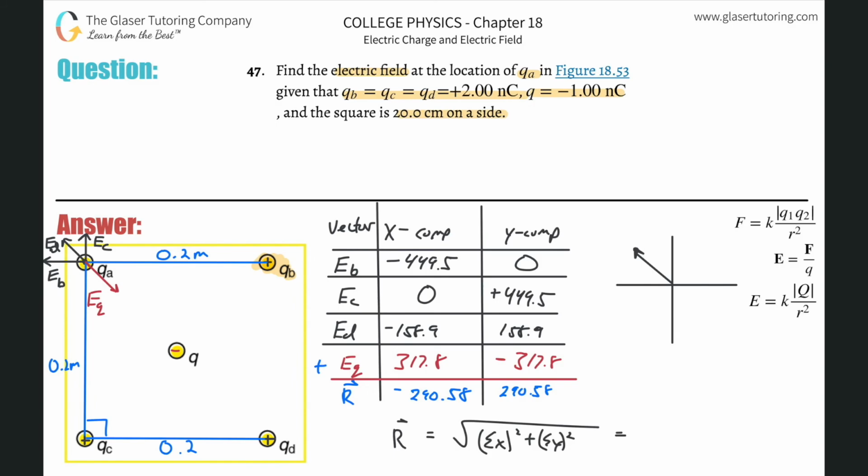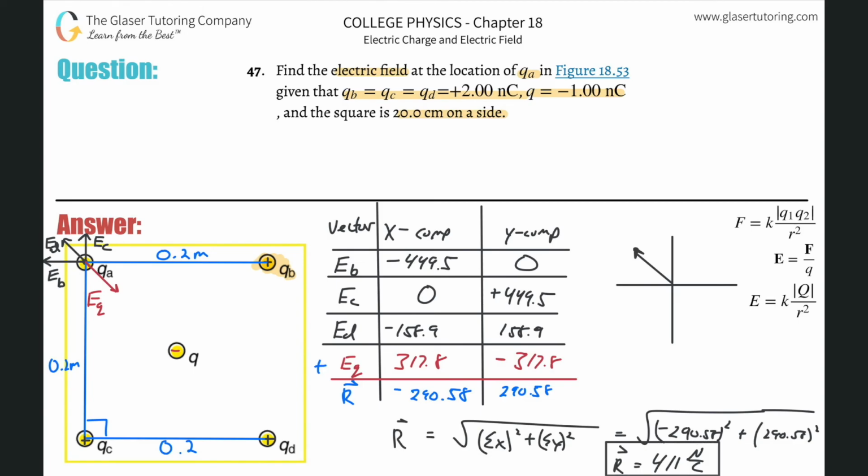All right? So this is simply going to be equal to, and that's the nice part about the component table, you literally just plug it in now. 290.58 squared plus 290.58 squared. And take the square root of it. All right? And so what do we get? We get an R value here of approximately, considering rounding, 411 newtons per coulomb. All right? That will be the resultant electric field.